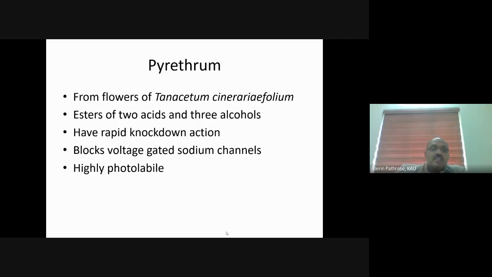Understand the difference, usually in interviews and vivas, this is asked: what's the difference between pyrethrum and pyrethroids? You can invariably say that pyrethrum is derived from natural flowers of chrysanthemum, but pyrethroids are synthesized artificially. So the esters and all we will discuss later.